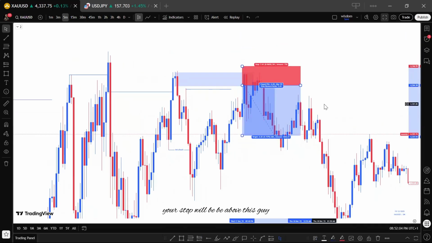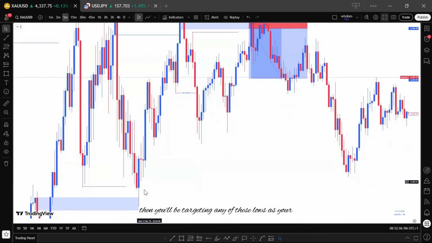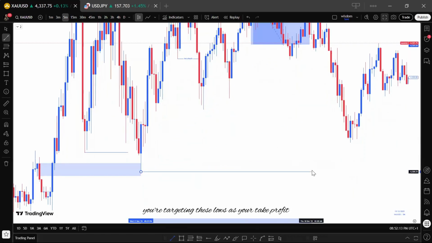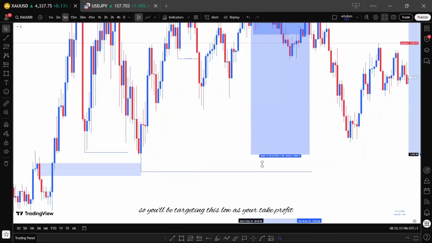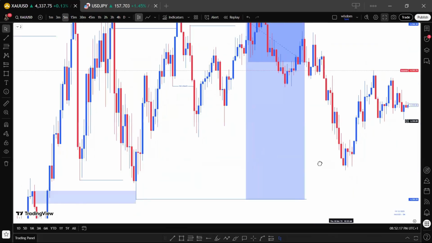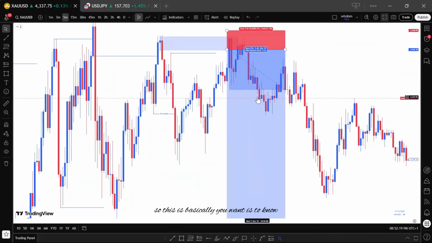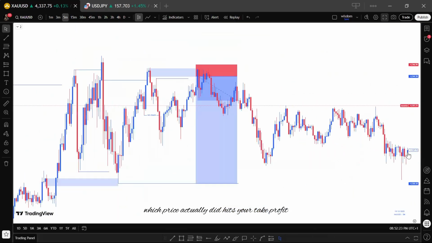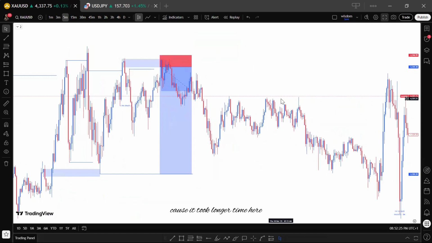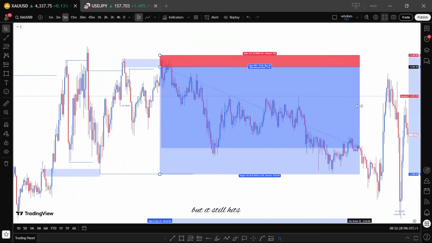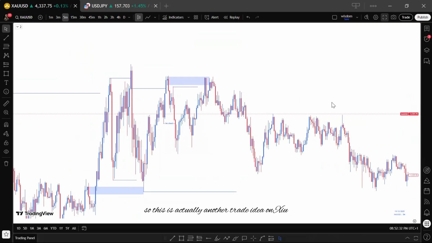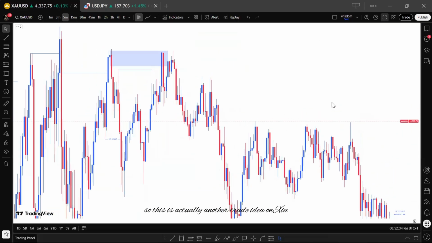Your stop will be above this one. Then you'll be targeting any of these lows as your take profit. Let's say you're targeting this low as your take profit. So this is basically a 1:9 risk reward on XAU, and price did hit your take profit. It took a longer time here, but it still hit your take profit at the end of the day. So this is another trade idea on XAU.